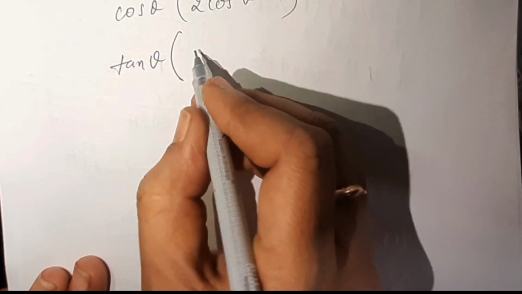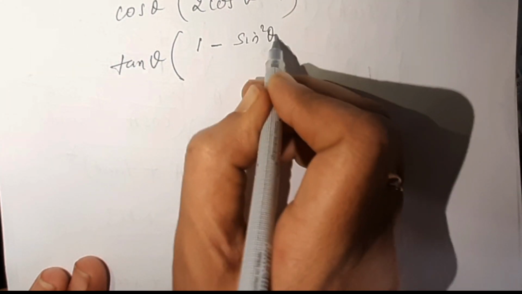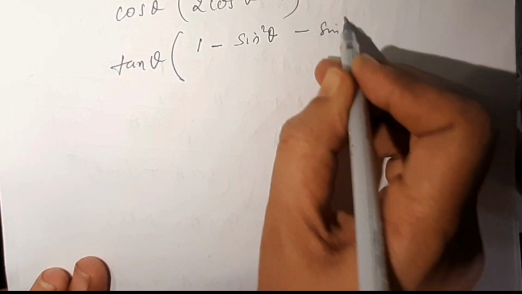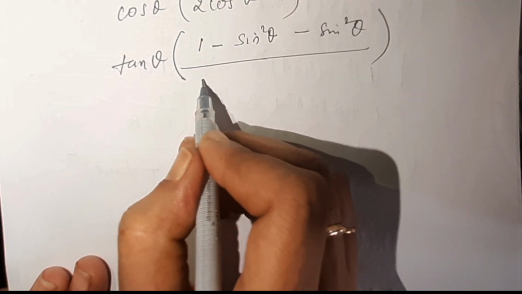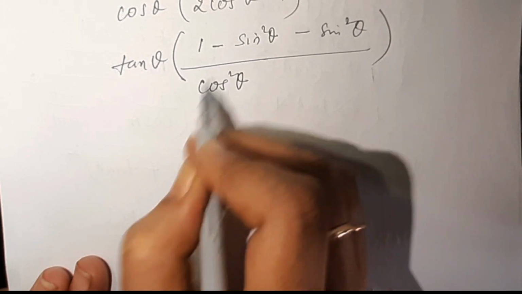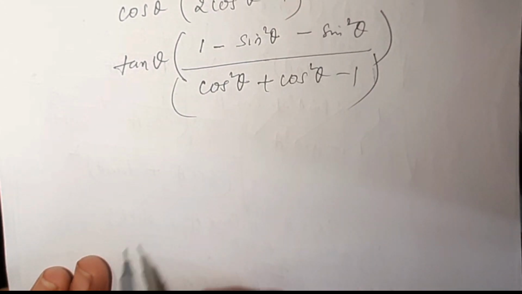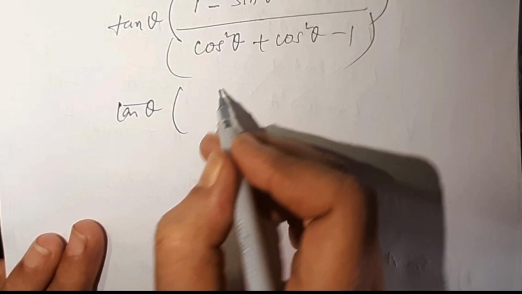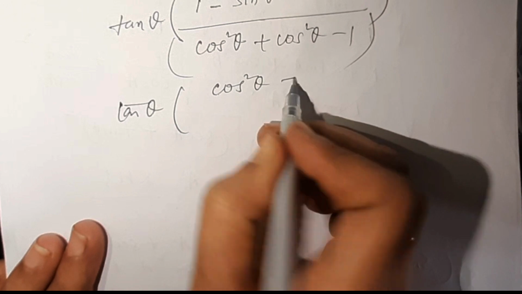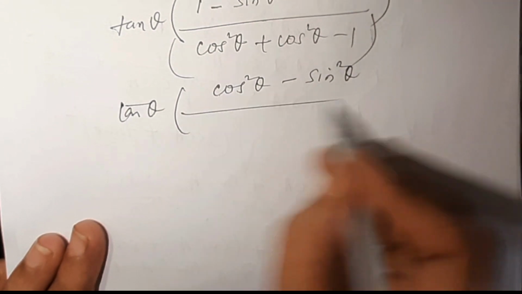Here 1 minus 2 sin square is there, so we can write it as 1 minus sin square theta minus sin square theta. In the same way in the denominator, 2 cos square theta is there, so we can change it to cos square theta plus cos square theta minus 1. Now tan theta, and 1 minus sin square theta is cos square theta, and repeat the next term as it is, sin square theta.